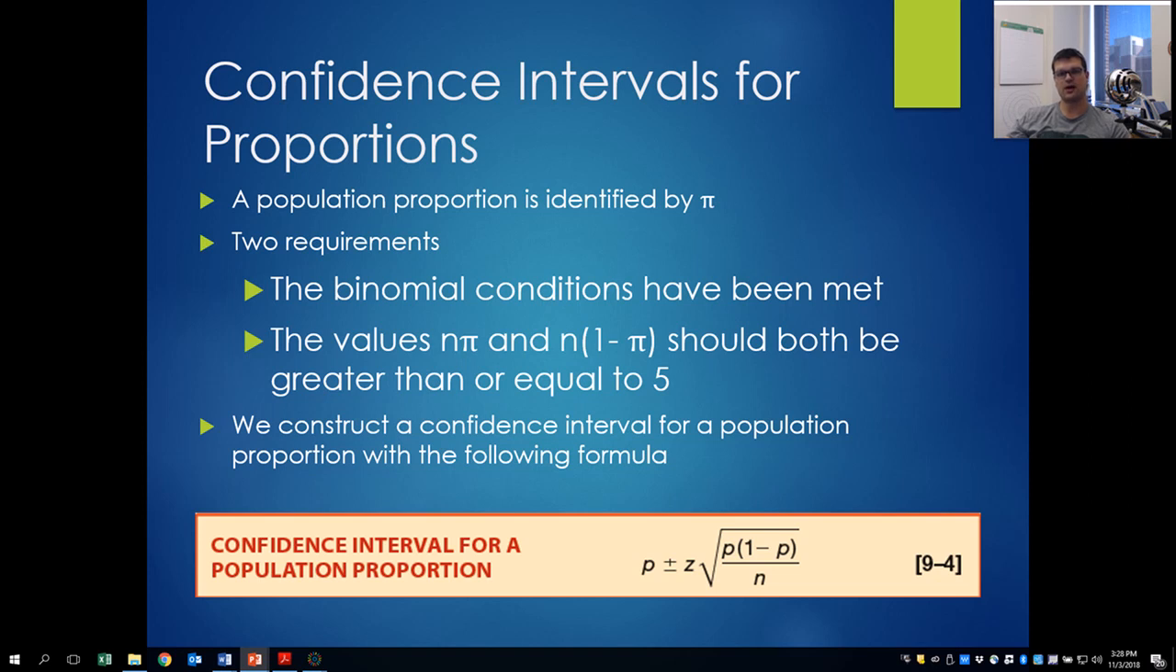Okay, so confidence intervals. A population proportion is identified by pi. There are two requirements, and remember, pi we also used in the binomial probability distribution. So everything that we're doing here, just think of it as the binomial probability distribution. It's the same requirements. The binomial conditions must be met, and the value of n times pi and n multiplied by 1 minus pi should both be greater than or equal to 5.